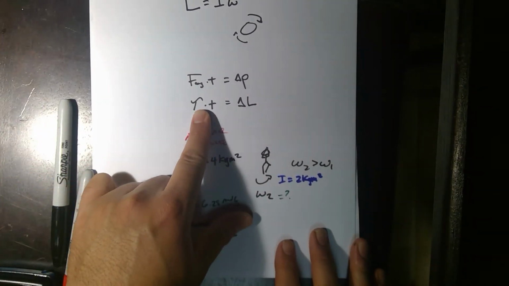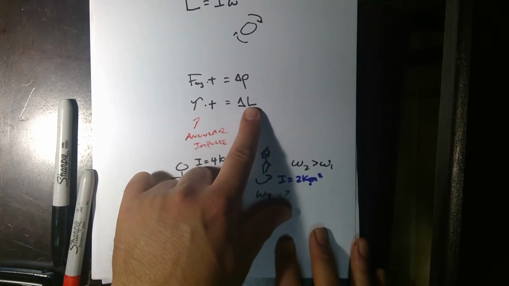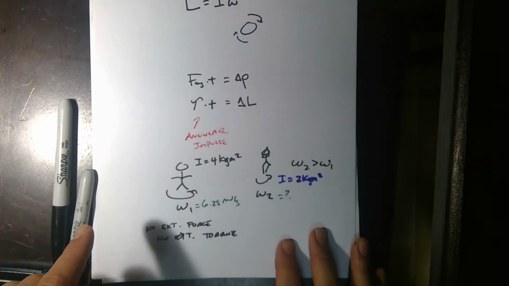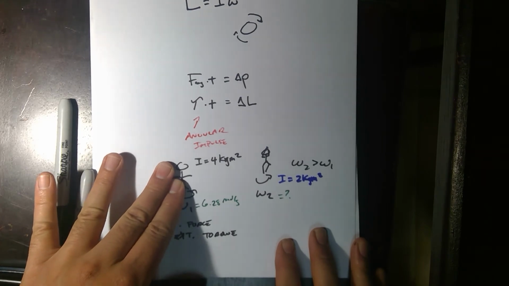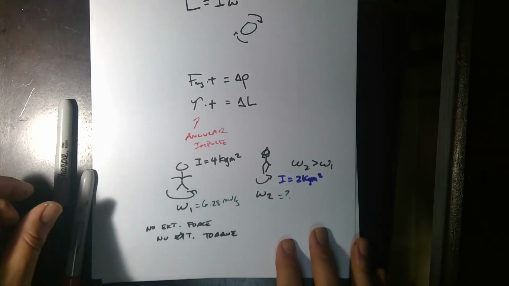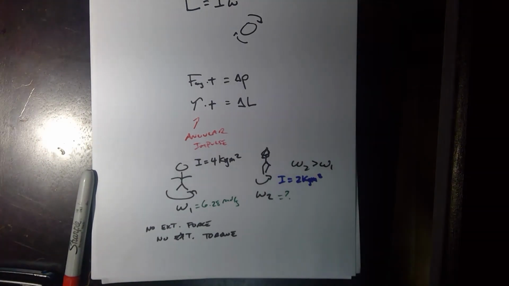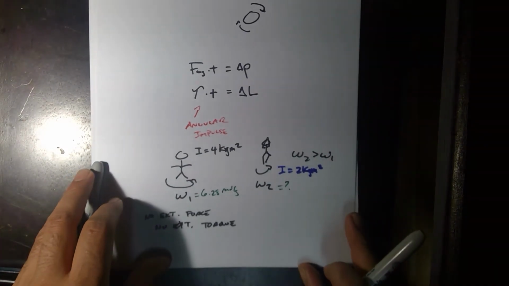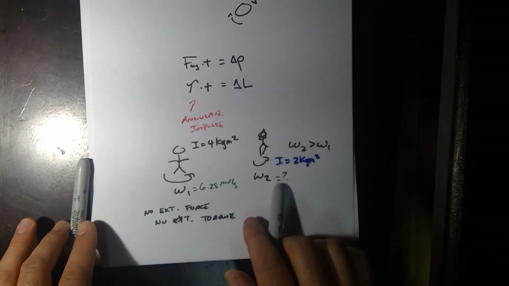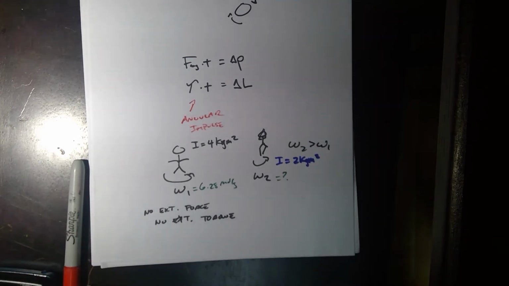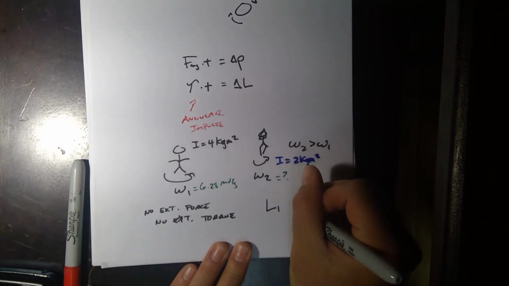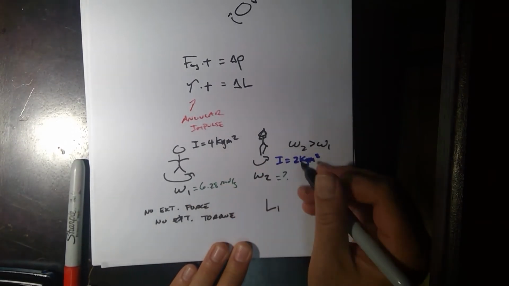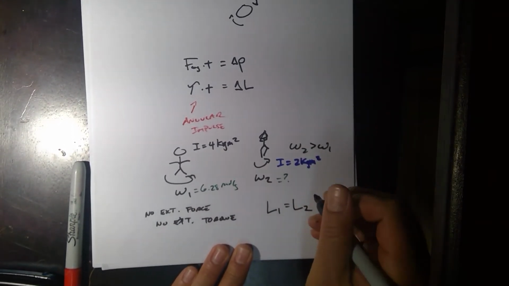If that quantity is 0, meaning that if there's no external torques acting on our person that's rotating here, their angular momentum has to be conserved. Now what's going to end up happening is that their speed clearly does change, but that's because their moment of inertia changed. So what we're going to say is that their first angular momentum with their arms and legs spread out is equal to their second angular momentum.